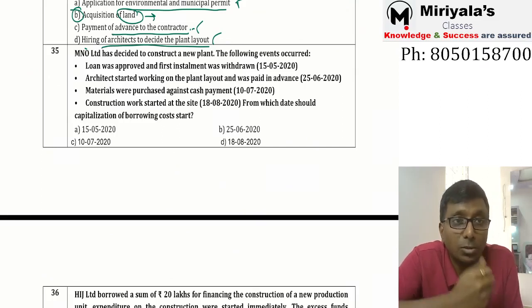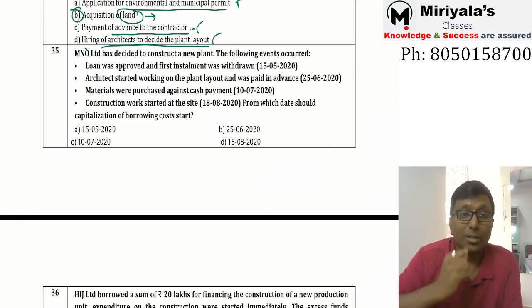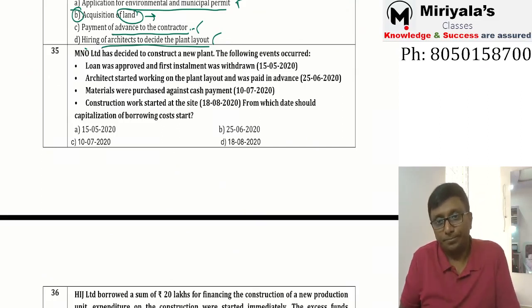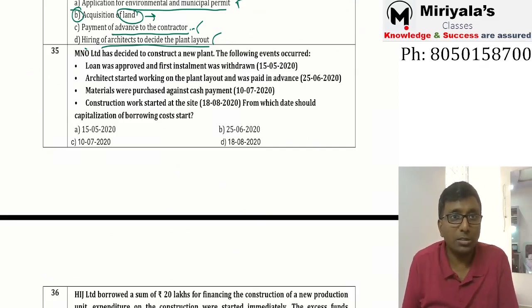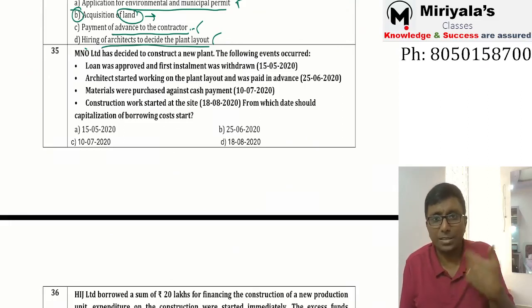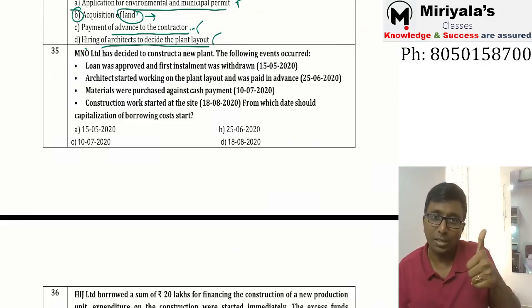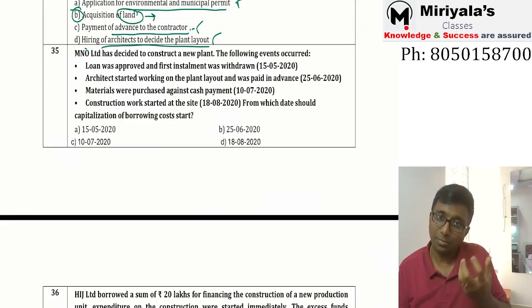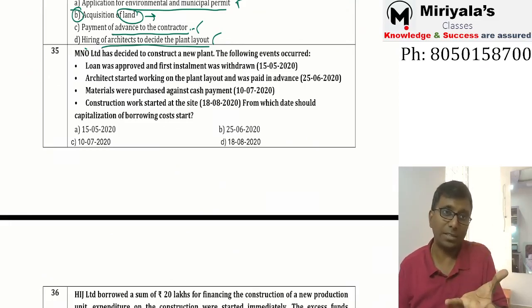Okay, yeah. So tell me, my dear, loan approved means what? The loan is approved and the first installment is done. That means interest started from that day. Interest on the borrowing is incurred. Next, activities are in progress. Architect started. Correct? Materials purchased means you started spending on the qualifying asset.